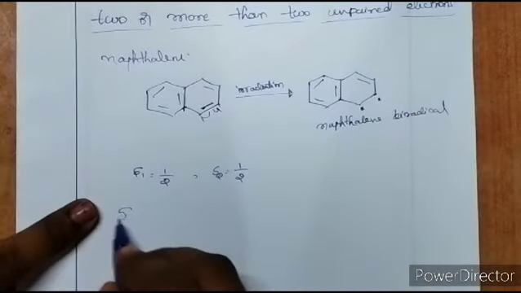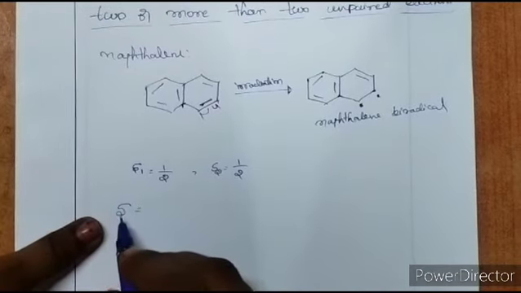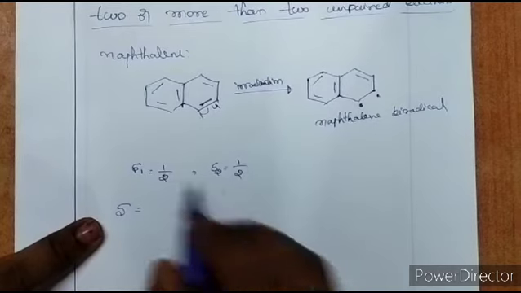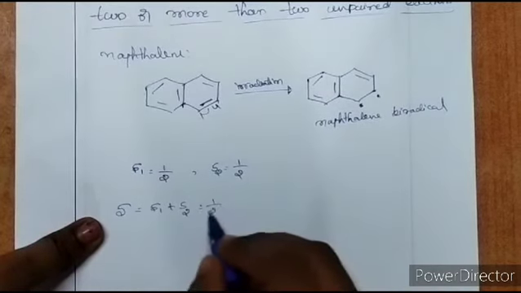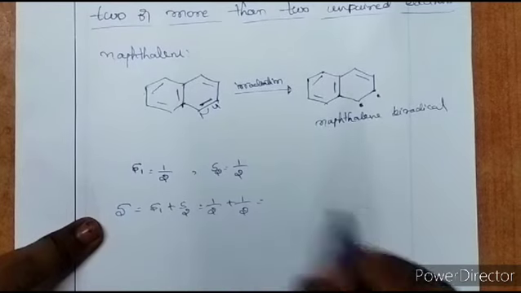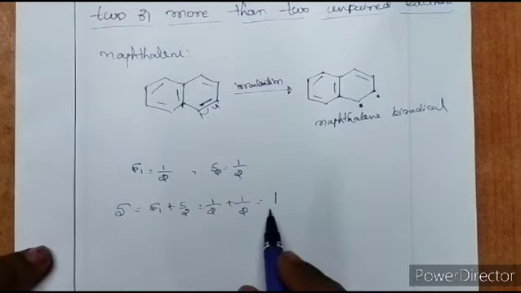Therefore, what will be the effective spin? Capital S means the effective spin or total spin of that molecule. That will be the sum of S1 and S2, that is 1/2 plus 1/2, which gives 1, right? So the effective spin of that molecule will be 1.